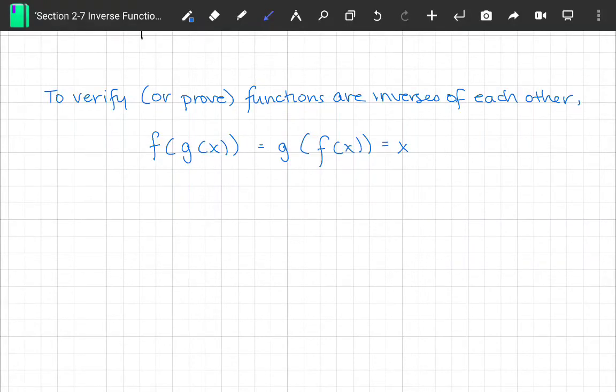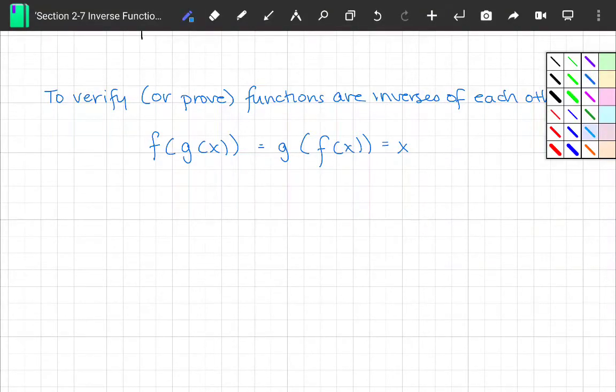And you always need to do that. If the problem says to verify or prove that you have inverses, you must do it this way. I'll show you what I mean and why I'm making a big deal out of that. Let's just take an example. We're going to do two that we already know. We're going to do two examples here, and that'll be the end of the notes.